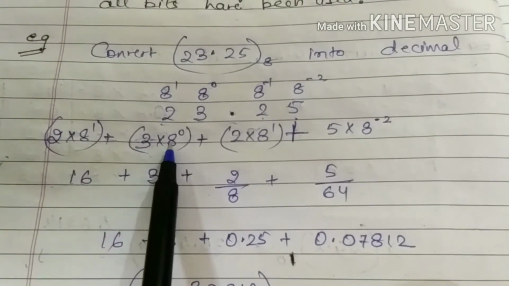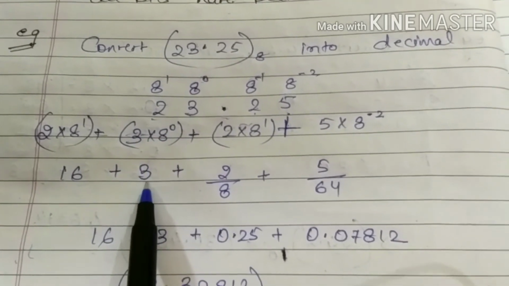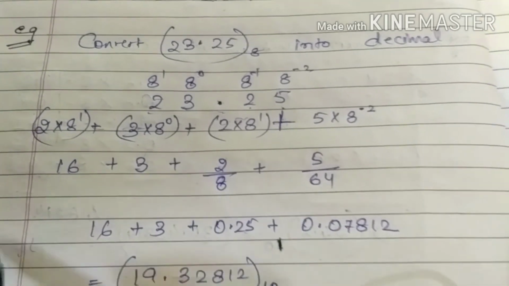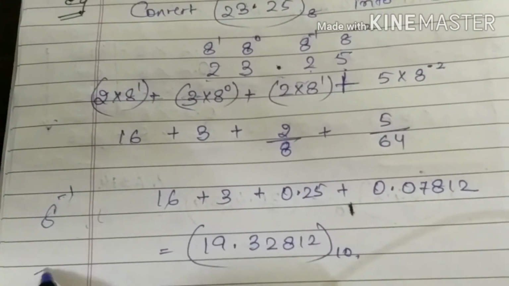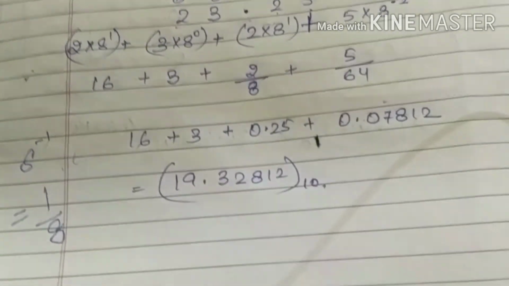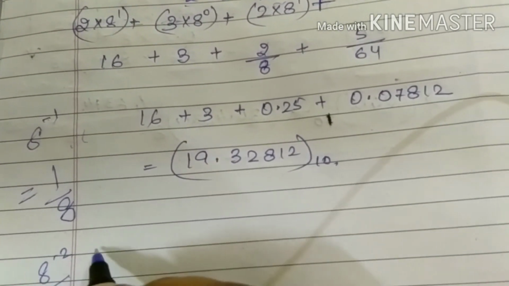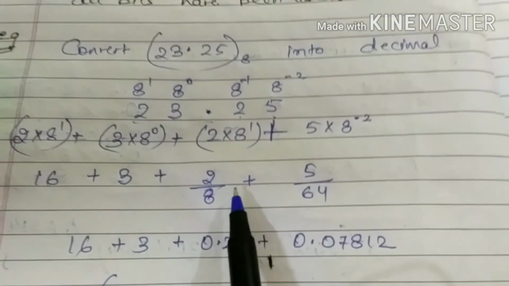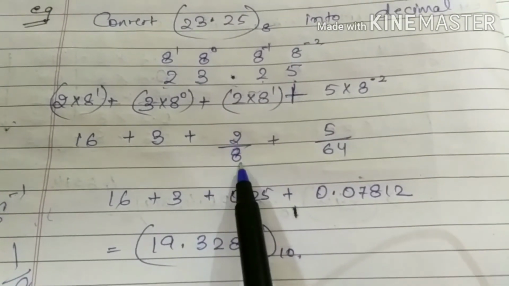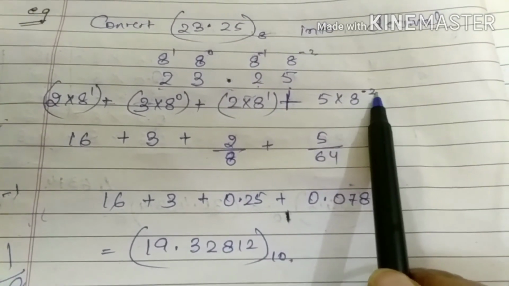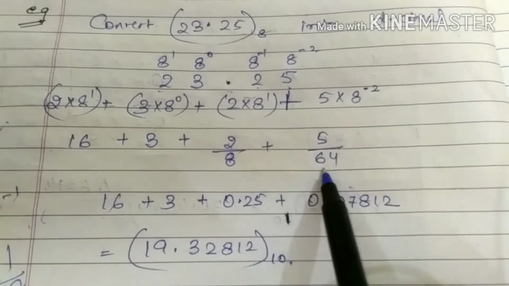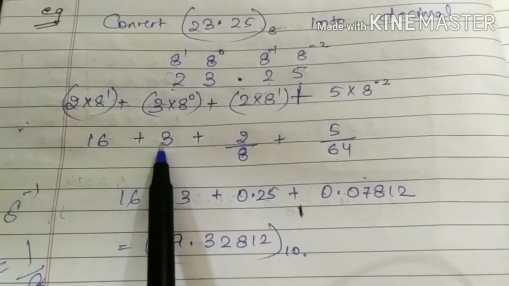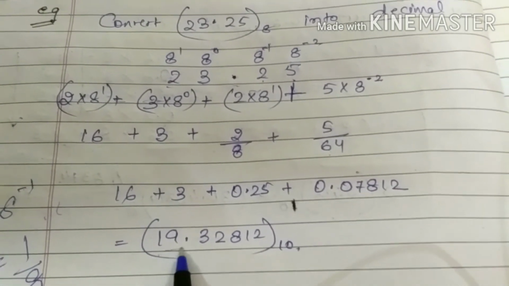2 into 8 to the 1 is 16. 8 raised to power 0 is 1. 3 into 1 is 3. And 2 upon 8, we discussed, anything raised to power minus 1 can be written like this. If it is 8 raised to power minus 2, what could I write? 1 upon 8 raised to power 2. So I have done over here 2 upon 8, and 5 upon 8 raised to power 2, so I have just brought it into the denominator. So this is 64. Add it. 16 plus 3, that is 19. 19 is written over here.